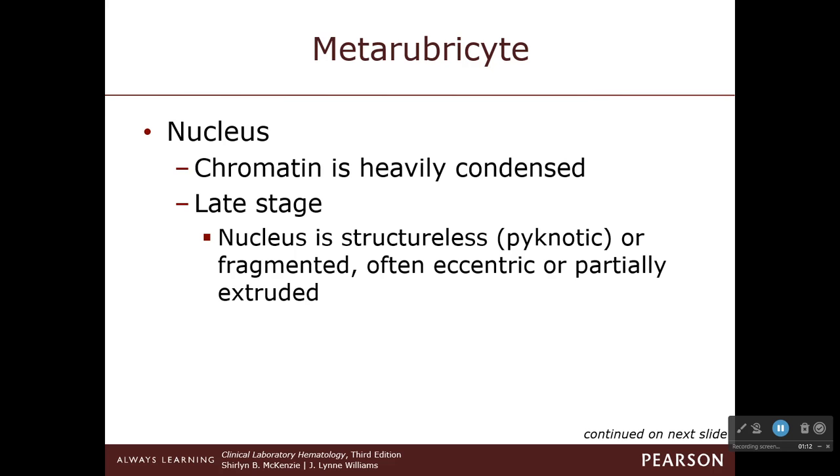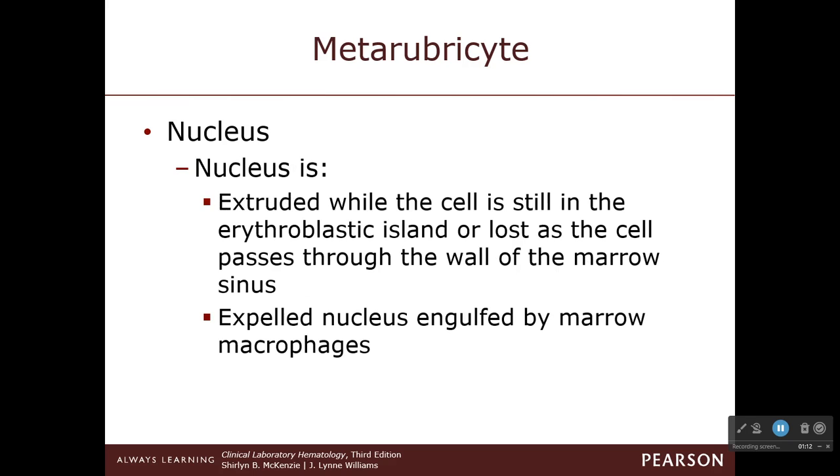So it's almost going out the side, right? Or even partially extruded, because this is the last stage of having a nucleus. This one's also referred to as an orthochromic normoblast. Orthochromic normoblast is what you need to know it as. The nucleus is extruded while the cell's still in the erythroblastic island. Then it goes out a little bit away from that macrophage, and then gets expelled through the endothelial cells of the vessels. The expelled nucleus is then recycled by the bone marrow macrophages.